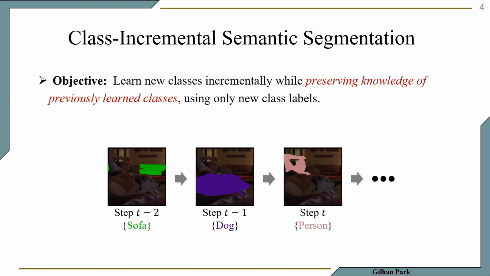Now, first, let me explain class incremental semantic segmentation. The main goal is to make sure the model doesn't forget old classes when learning new ones. When the model adds a new class, it can forget what it learned before. For example, as a model gradually learns new classes such as sofa, dog, and person, maintaining knowledge of previously learned classes becomes an important goal.